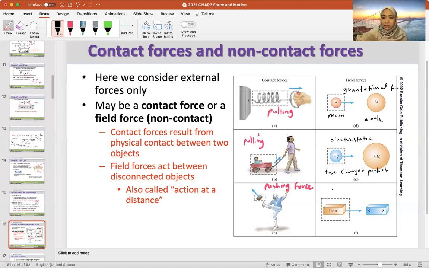And then we have magnetic force. Okay, so if this object is made out of iron, it will be attracted to a magnet. It doesn't have to be in contact for the pull to happen. The object feels the pull. This particle feels the pull or the push. The moon feels the pull or the push from Earth. Okay.